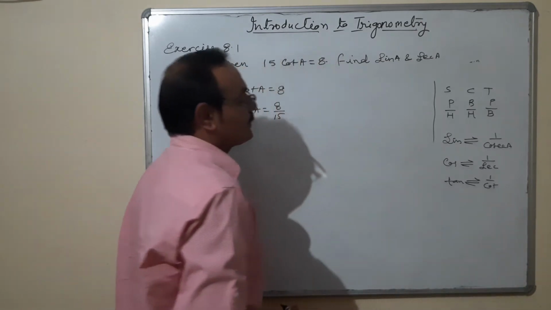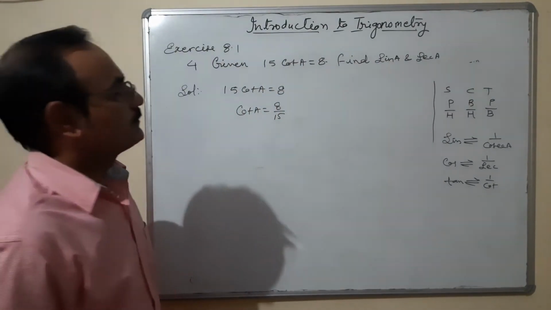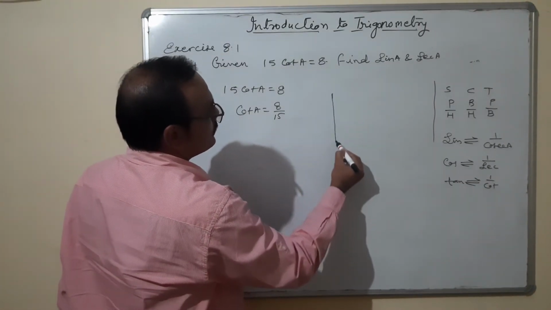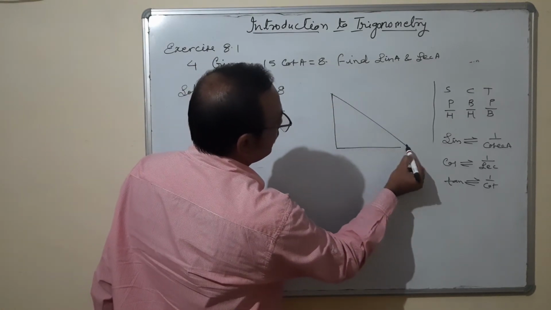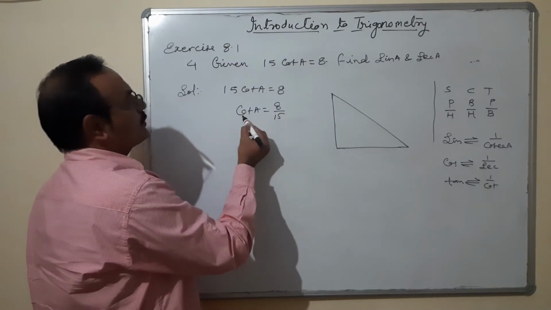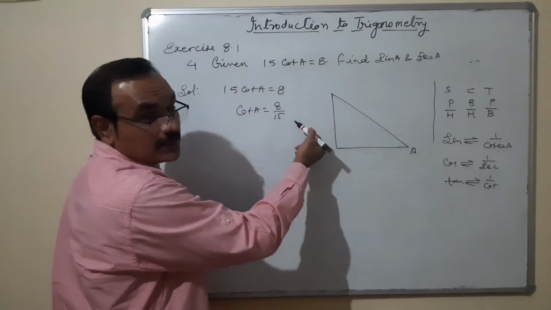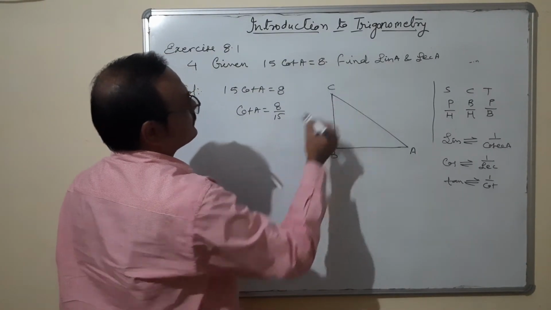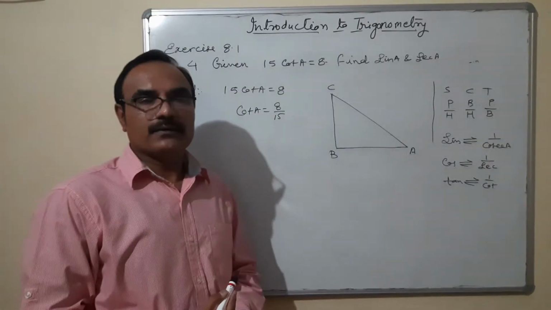Okay. Cot A is equal to 8 upon 15. I'll make a right angle triangle because only the ratio of two sides is given. Cot A. Since there is A with cot, I think it is better to take A here, so that the opposite side of this is treated as the perpendicular. It is B and here is C. Okay. Cot A is equal to 8 upon 15.